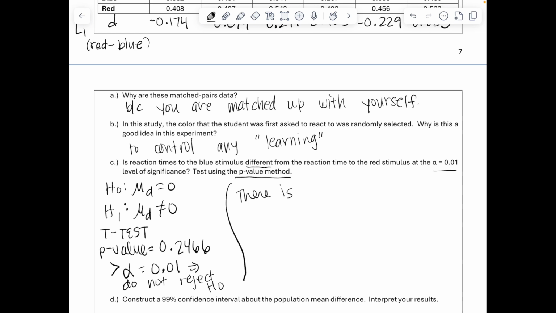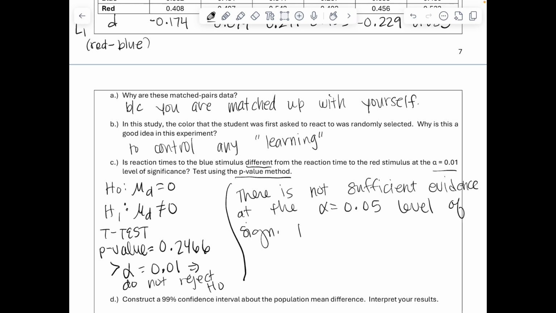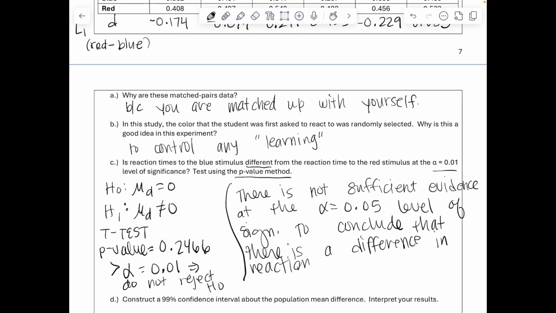So writing our conclusion, we are going to say there is not sufficient evidence at the alpha equals 0.05 level of significance to conclude that there is a difference in reaction time to the red and blue stimuli.